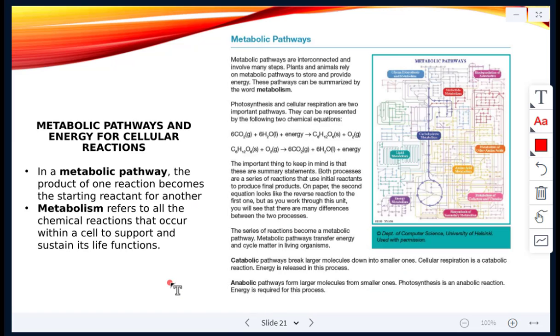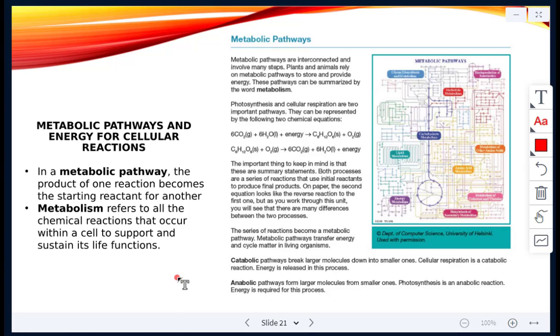Okay, so next we're going to talk about the metabolic pathways that are occurring for cellular reactions. So in a metabolic pathway, basically what's happening is the product of one reaction becomes the starting reactant for another. So when we talk about metabolism, this is referring to all the chemical reactions that occur within a cell to support and sustain its life functions. So plants and animals rely on metabolic pathways to store and provide energy. And then these pathways can be summarized by using the word metabolism.